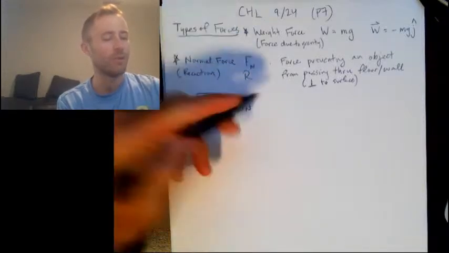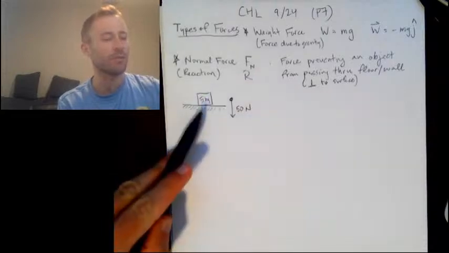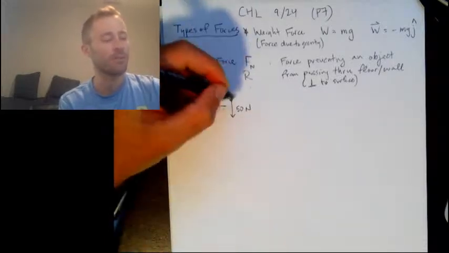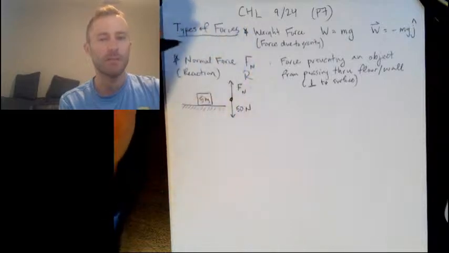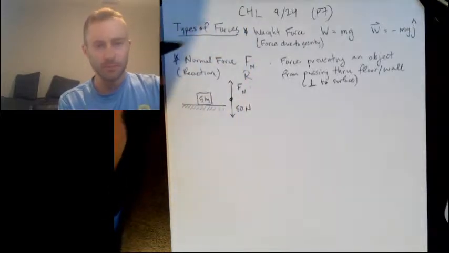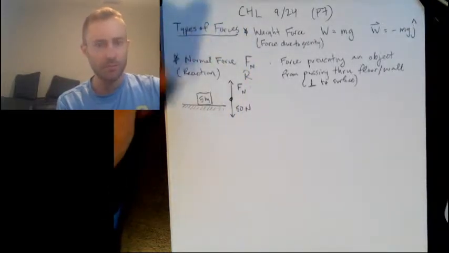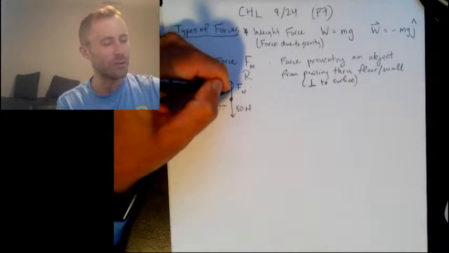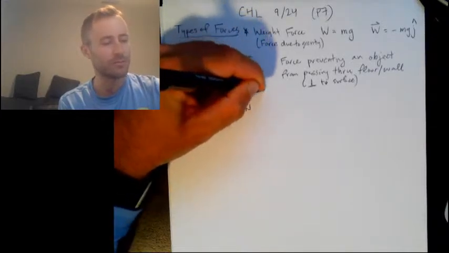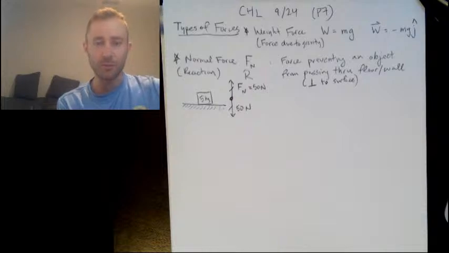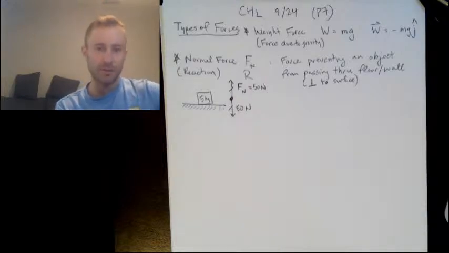And then the normal force points directly away from the floor, so that would be upward. All right. Now, it turns out that the normal force in this case would have to equal 50 newtons. Why? Because what if the normal force was less than 50 newtons?